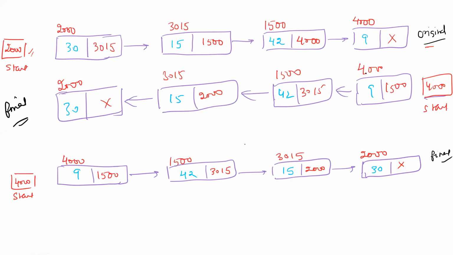That means 9, which was stored at location 4000, will now point to 1500, and 1500, which was earlier pointing to 4000, will now point backward to 3015, and 3015, which was earlier pointing to 1500, will now point backward to 2000. And this node, which was the starting node, will become the final node, that is, its next will become equal to null. And the earlier ending node will become the starting node in the final version.